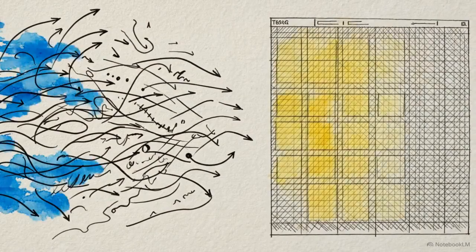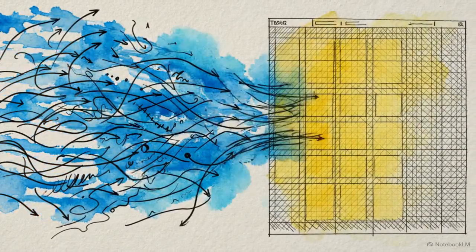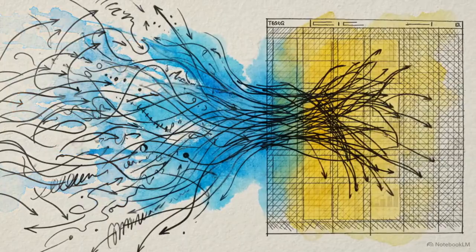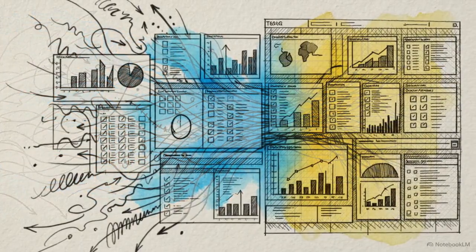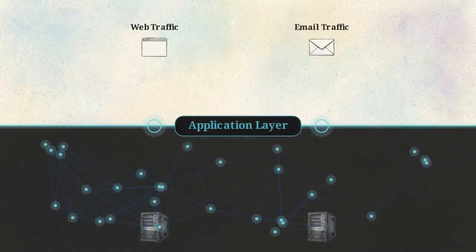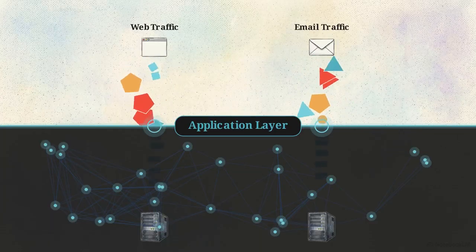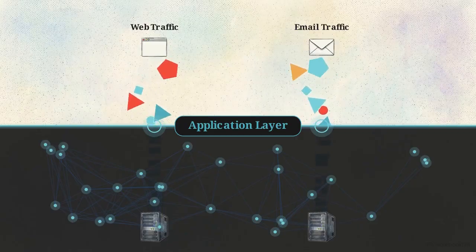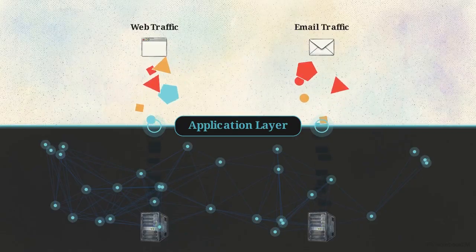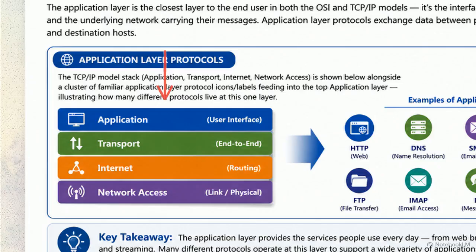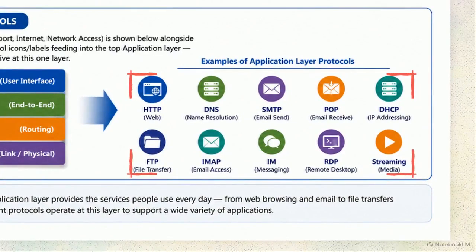Clicking send or typing a URL triggers an invisible, highly structured negotiation before a single byte leaves your device. This negotiation happens at the application layer. It acts as the strict translation interface between the software you interact with and the underlying network that actually carries the messages.